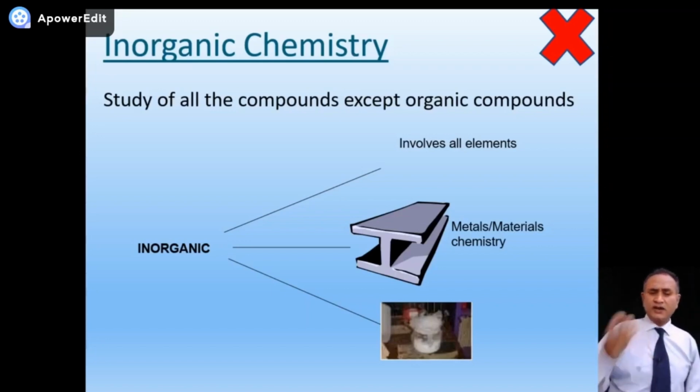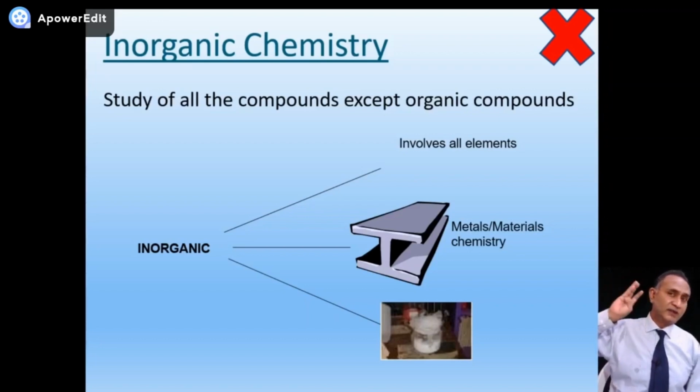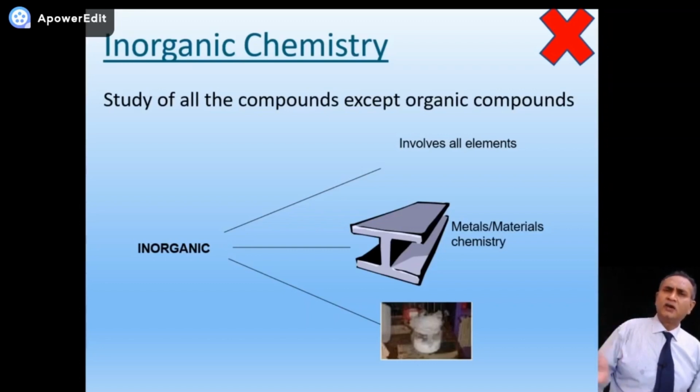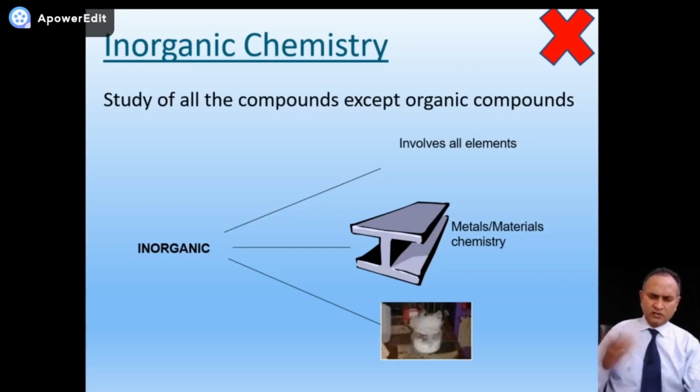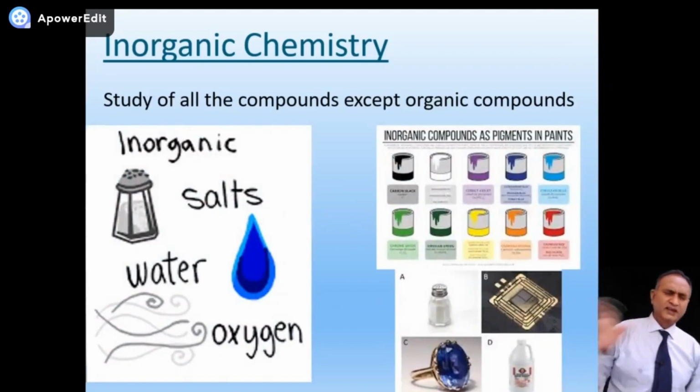A study of all the compounds except organic compounds, and those compounds which were kicked out from organic chemistry. Which ones? Carbon dioxide, carbon monoxide, cyanides, carbonates, bicarbonates, or hydrogen carbonates. These are also part of inorganic chemistry. All right, so inorganic chemistry is the study of all the compounds but organic compounds. It includes salt, water, oxygen, all kinds of paints, this and that.